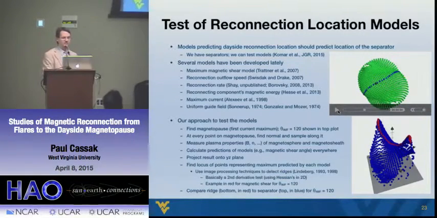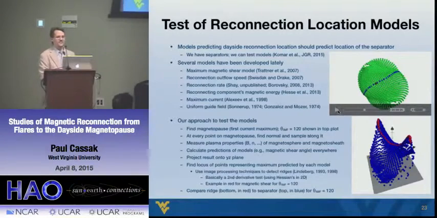The way we test it is most of the models are in terms of, if some parameter is a maximum, then that's where reconnection should happen. And so we tested that using image processing type techniques. For example, the leading model is what's called the maximum magnetic shear model. The idea is reconnection happens wherever the magnetic fields are most anti-parallel. And so this is a plot. The blue dots are for every position, every point on the magnetopause, we find what the angle between the magnetic fields are and plot it here. These are basically projected down to the YZ plane, and then the height gives you the angle between the magnetic fields. So we used image processing techniques to find what's called the ridge.